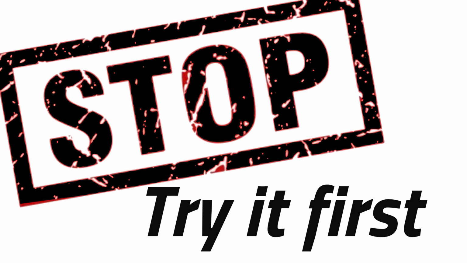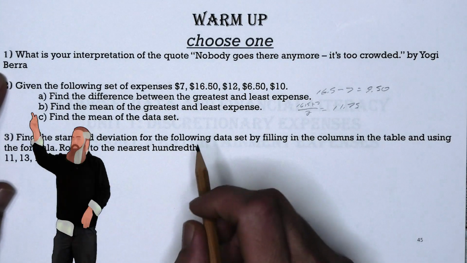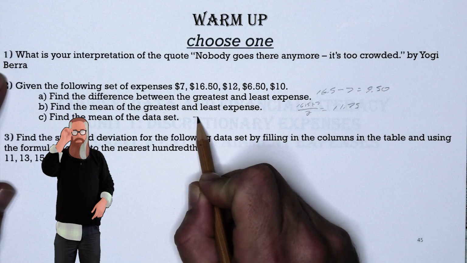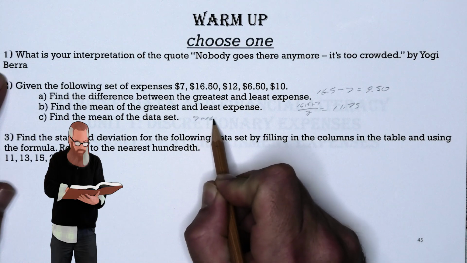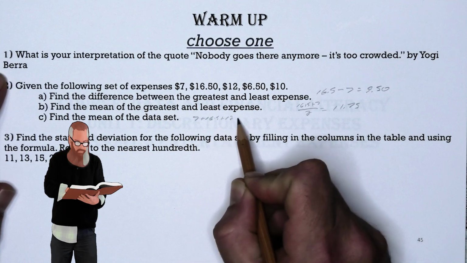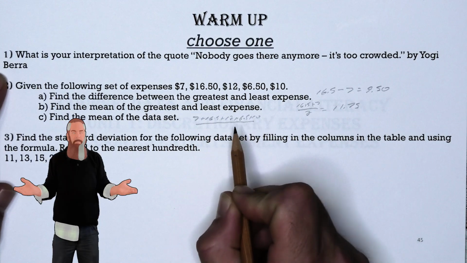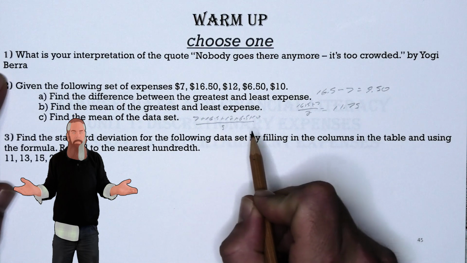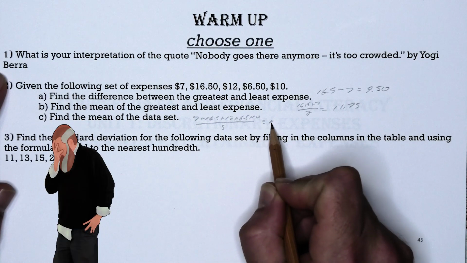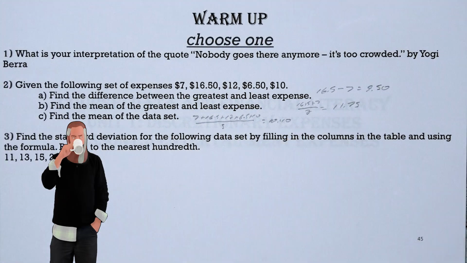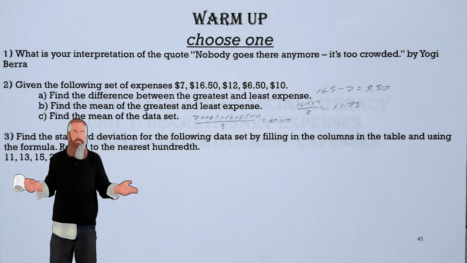Now what we're going to do is find the mean of the data set, which means we're just going to add all of these up: $7, $16.50, $12, $6.50, and $10, and divide that by the number of points that we have, which is 5. This is going to give us $10.40.